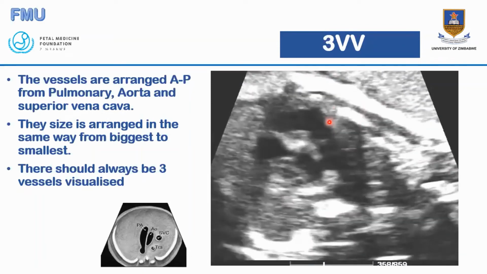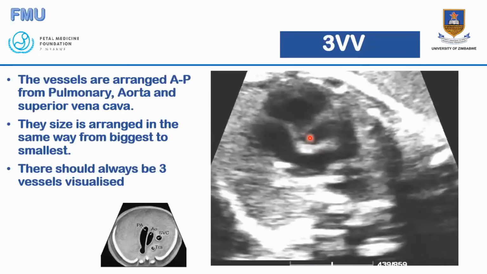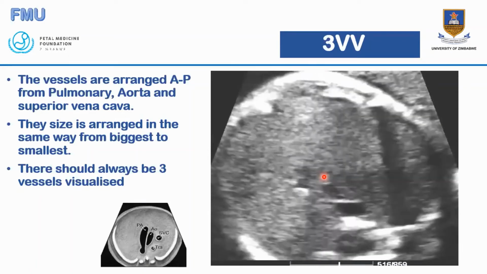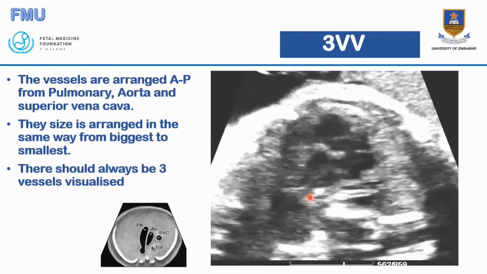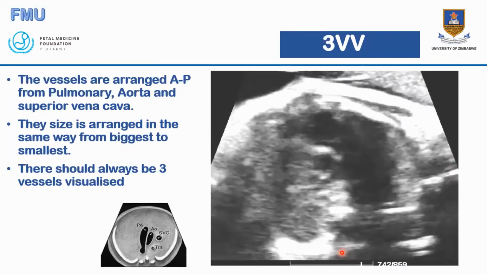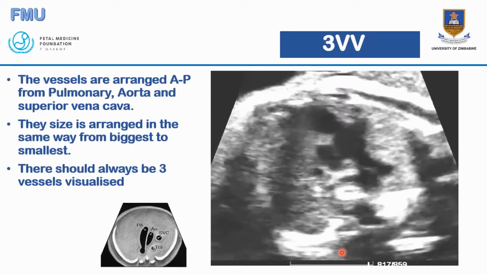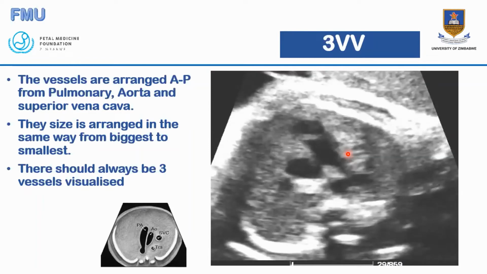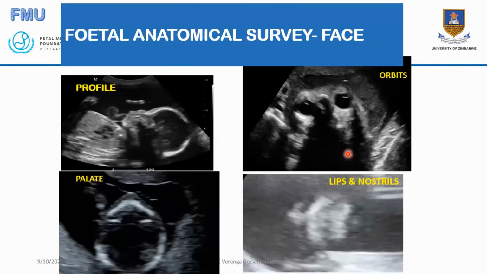And in terms of size, the pulmonary artery should subjectively look bigger than the aorta, and the aorta should subjectively look bigger than the superior vena cava. If there is an issue of the size, then a fetal echocardiograph should be done and precise measurements should be done, including assessment of the valves.